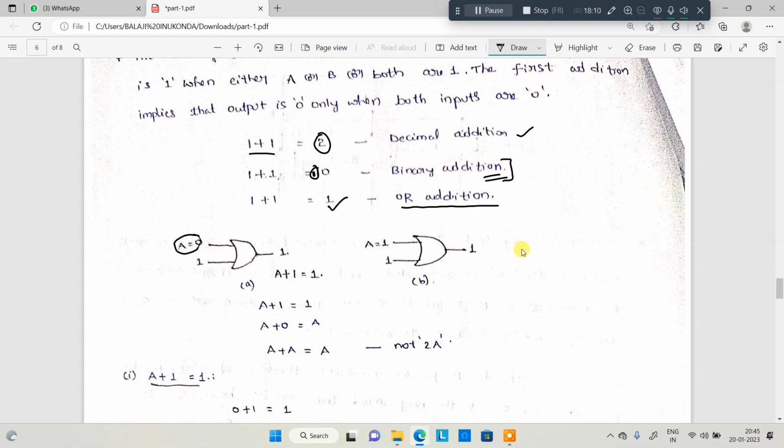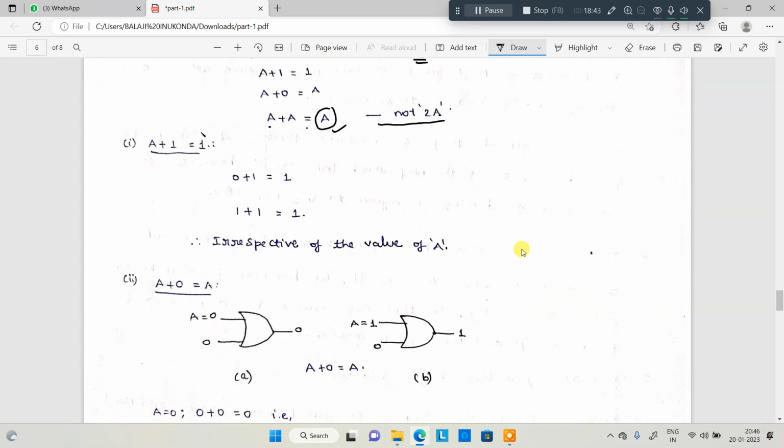So see here. Here A is equal to 0, then A is equal to 1. For this particular OR gate, A is equal to 0, right? A plus 1 is 1 only, because A plus 1 is equal to 1. Next, A is equal to 1, here 1 plus 1 is 1 only. Yes. So A plus A is equal to A, not 2A. That means A may be 1 or 0. A plus A is equal to A. This is the first point you need to remember. The second point, A plus 1 is equal to 1.